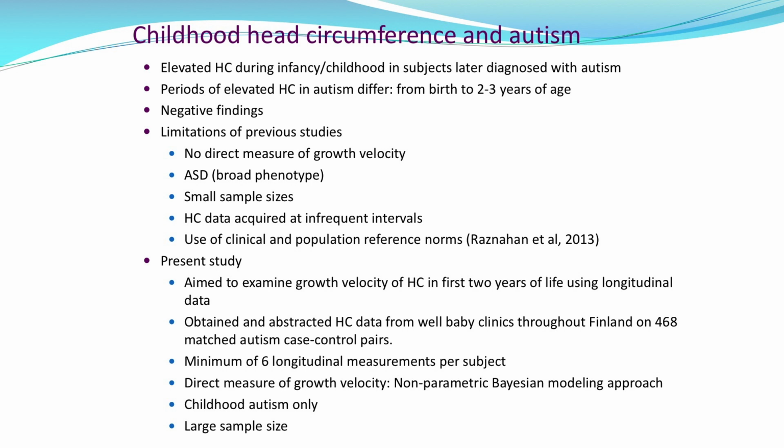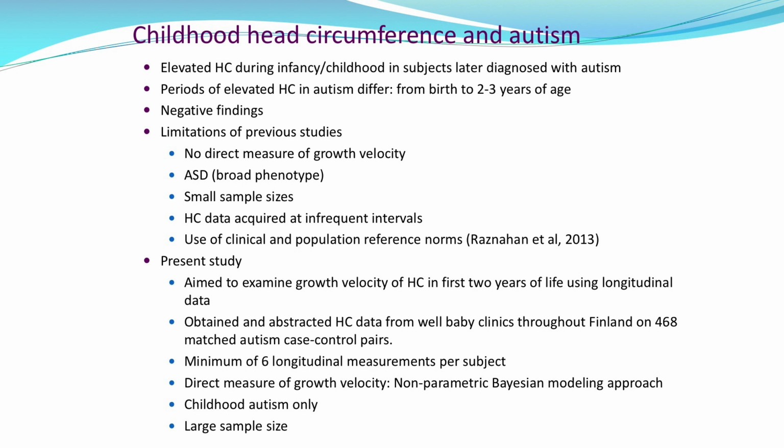In addition, my colleague Ian McCaig, who's a professor of biostatistics at Columbia, had already developed this non-parametric Bayesian modeling approach that could quantify growth velocity specifically. We had childhood autism only, again, that narrowly defined subgroup, and as you saw, a fairly large sample size.